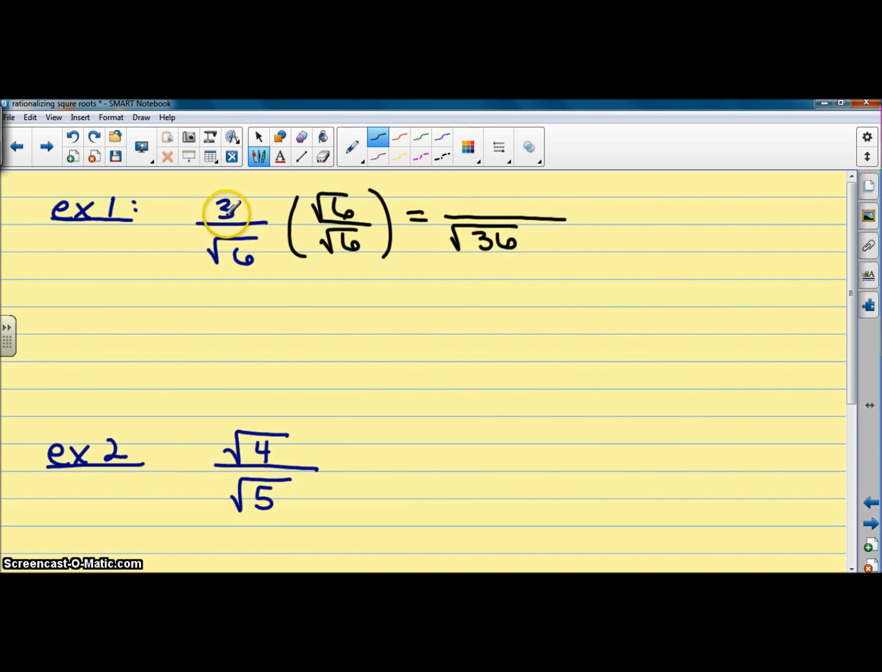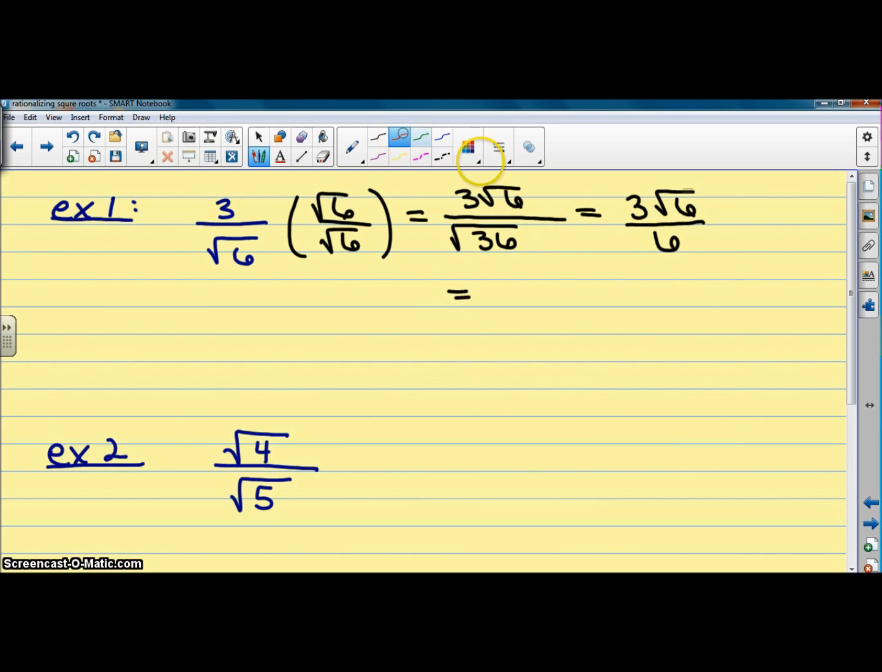In the numerator, I have 3, which is not under the radical symbol, and the square root of 6, which is under the radical symbol. According to the rules of multiplication, you cannot combine these to make an 18, but you can combine them to make 3 times the square root of 6. Now I'm going to simplify. The square root of 36 is plain 6 with no radical on it. I can't simplify my numerator, so it's going to say 3 square roots of 6.